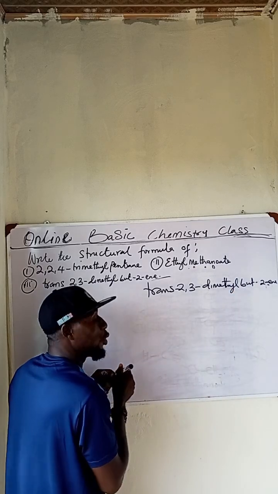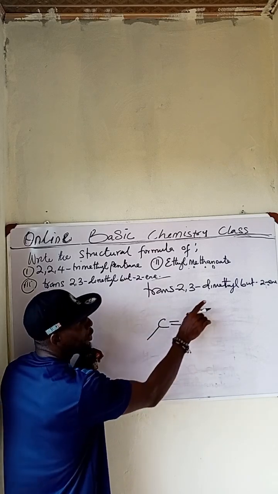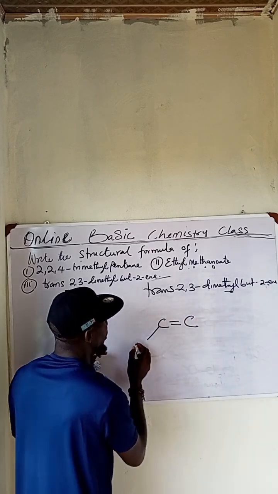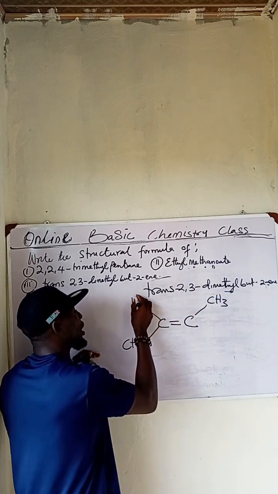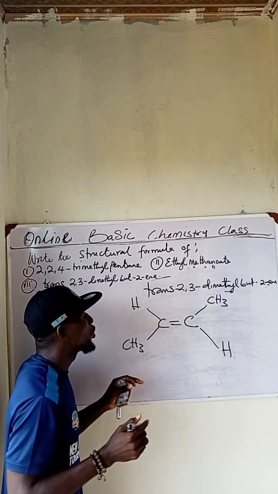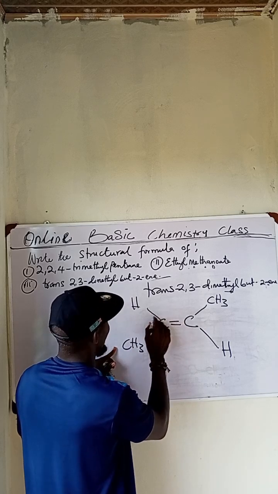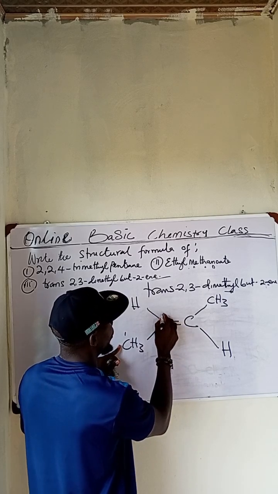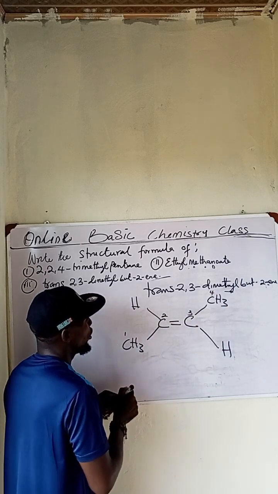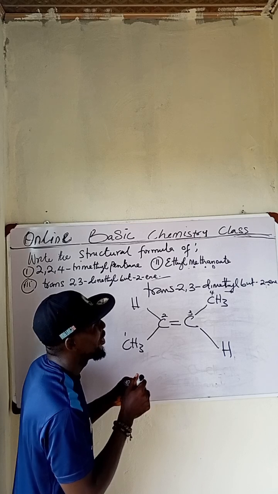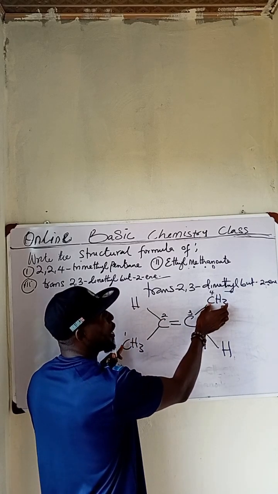Now, trans-2,3-dimethylbutene. The butene has 4 carbons, right? So we have a double bond between the carbons here. When I say trans, what is the heavy group here? Methyl, which is CH3. So this becomes H, and this becomes H. This is trans. It is numbered 1, 2, 3, 4. So trans 2,3: at position 2 we have the methyl group, and at position 3 you have the methyl group.